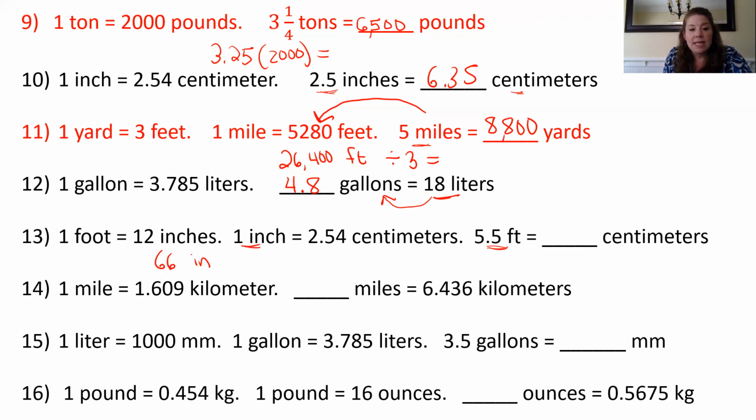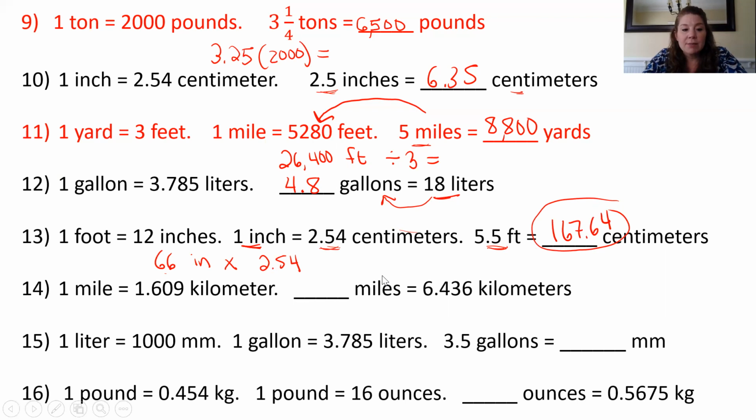And I see that 1 inch is this many centimeters. Well, I have 66 inches. So I'm going to multiply 66 times 2.54. 66 times 2.54 is 167.64 centimeters. That is my final answer.